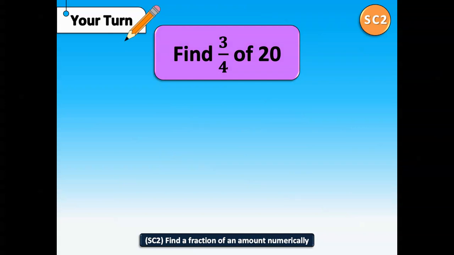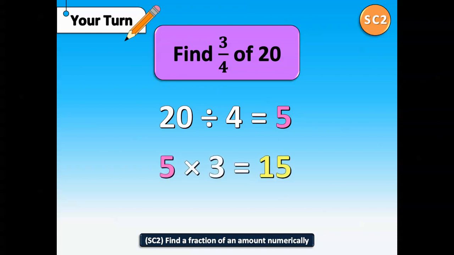Here's a question for you to have a go at. Pause the video, and when you're ready for the answer, press play. So here's your answer. To find 3/4 of 20, we do 20 divided by 4, which is 5, and then we multiply that 5 by 3, which is 15. So my answer is 15. Remember to divide by the number on the bottom and then multiply by the number on the top.